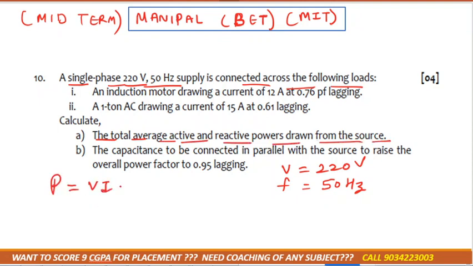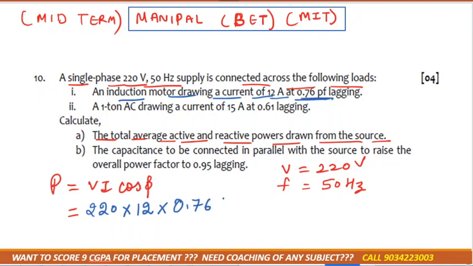Active power formula is VI cos phi, right? V we know, that is 220 volt. Current we don't know. See what they said, an induction motor drawing a current of 12 ampere. Current is how much? 12 ampere and 0.76 power factor. Power factor is 0.76. So V we know, I we also know.